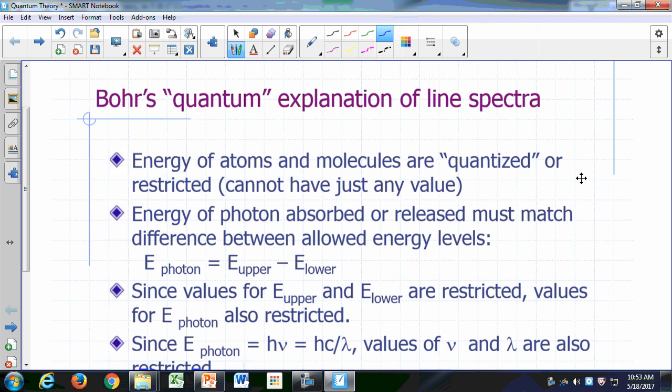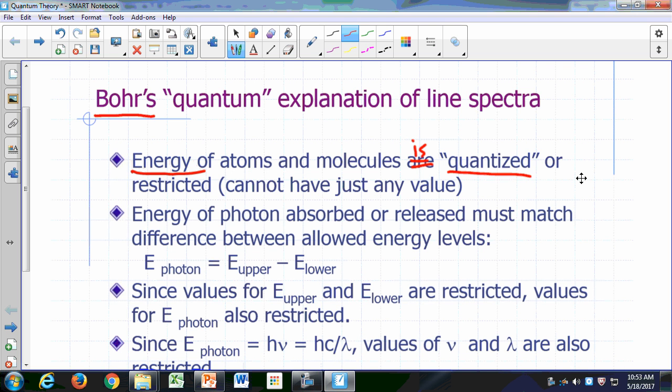So why does an atom or a molecule not emit every possible color of light, or why can't it absorb every possible color of light? Well, the explanation for this phenomenon was provided by Niels Bohr, a Danish physicist. And basically what he said is that the energy of atoms and molecules is quantized or restricted.